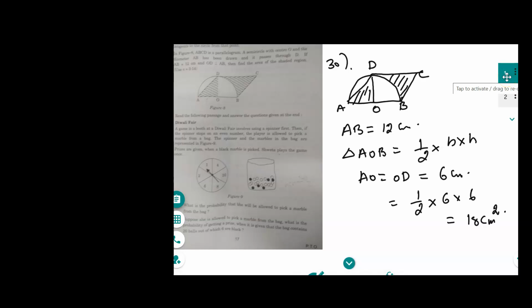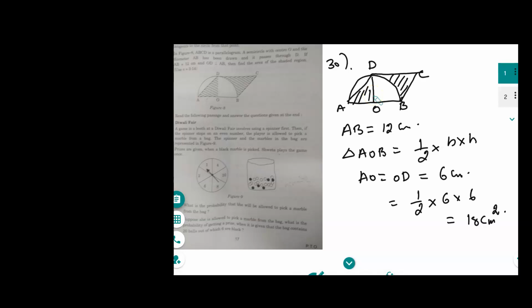The 30th question. In the figure, ABCD is a parallelogram, and a semicircle with center O and diameter AB has been drawn and it passes through D. If AB is equal to 12 centimeters and OD is perpendicular to AB, then find the area of the shaded region. We are asked to use pi as 3.14. Now, let us draw the diagram.